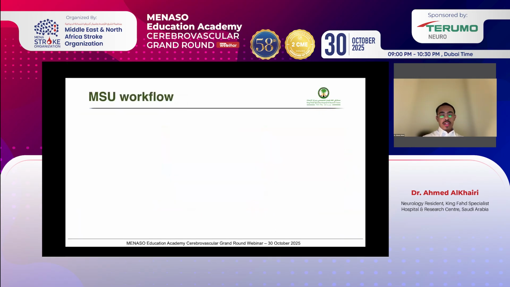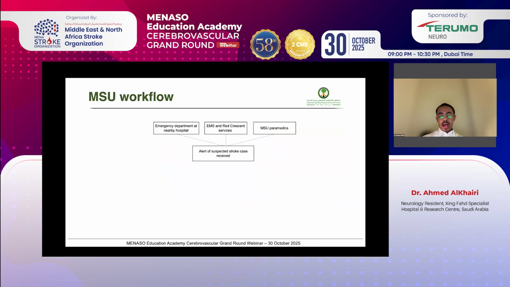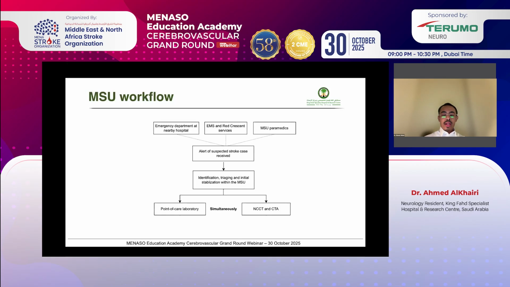So the MSU workflow was planned so that the MSU alert will be received either through the emergency department at a nearby hospital, or EMS and Red Crescent service, or through MSU paramedics from in-field triaging. Then the alert of a suspected stroke case will be received. There will be a process of identification, triaging, and initial stabilization within the MSU, and there will be simultaneous imaging and point of care laboratory testing, as in the workflow of any mobile stroke unit.